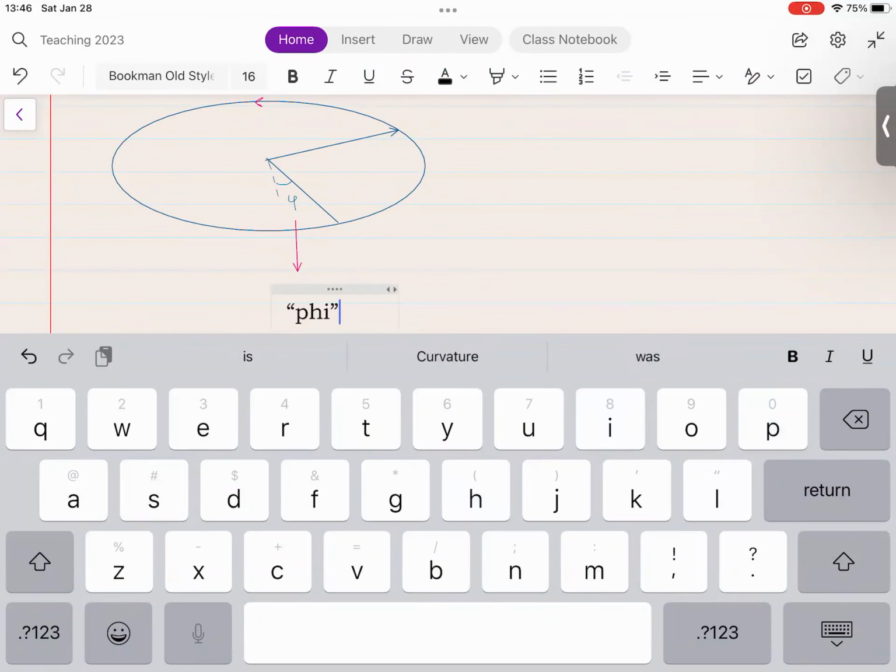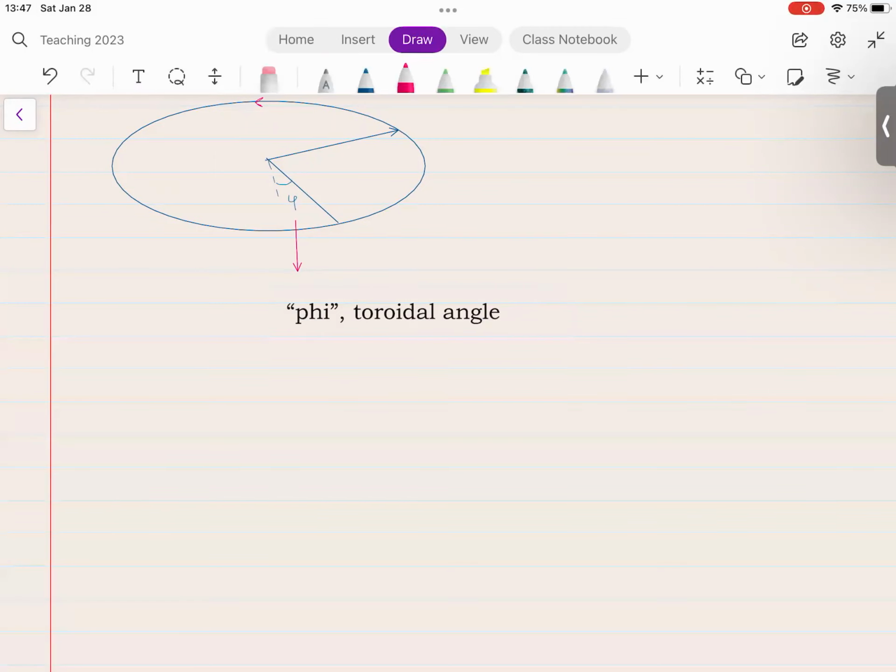Lowercase. And that's the toroidal angle. This is my coordinate r. This is vector r.